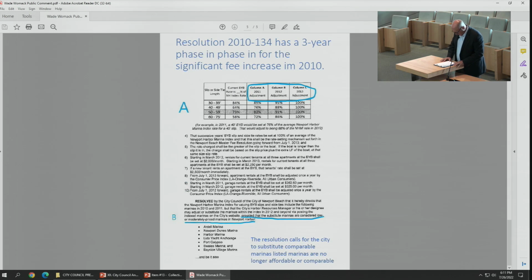Here's a page from the 2010 Yacht Basin Resolution. In the area circled in blue, you will see in 2010, City Council made the effort to phase in the significant fee increase over 3 years. Was that even considered this year? Why not, given it is the fair thing to do? Towards the bottom, underlined in blue, is language encouraging the city to substitute marinas when one suggested marina is out of whack. Did the city consider substituting the high-cost Dunes Marina? Why not, given it is the fair thing to do?